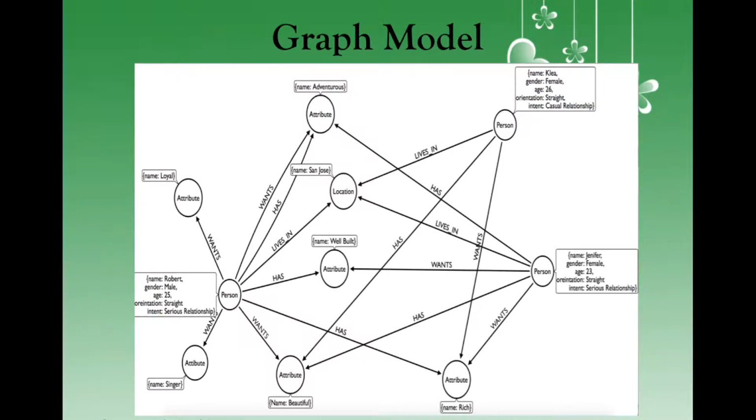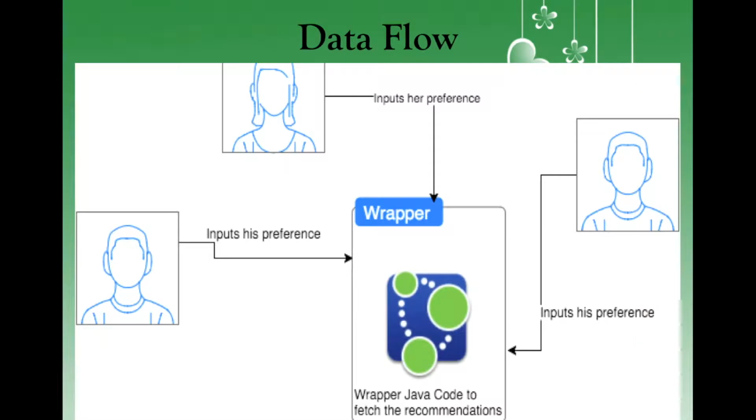So this is the typical graph model which is formed inside it. Here's the basic representation of the model: the property graph, which shows how the users Robert and Jennifer are connected based on location and interest relationship.